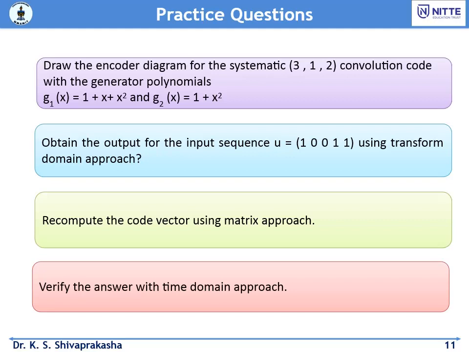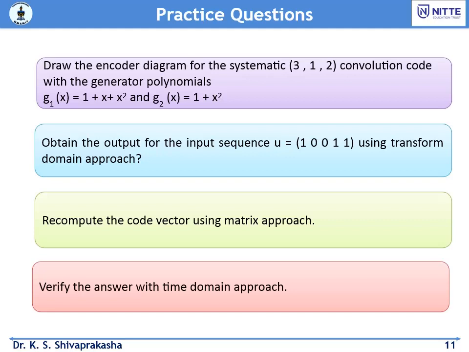Also here the generator sequences are not given, instead generator polynomials are given. And we know how to write the generator sequences from the generator polynomials, right? g1 of x is as good as writing 1, 1, 1. The corresponding generator sequence would be 1, 1, 1. Similarly, for g2 of x, it is given as 1 plus x square. Therefore, the corresponding generator sequence would become 1, 0, 1.